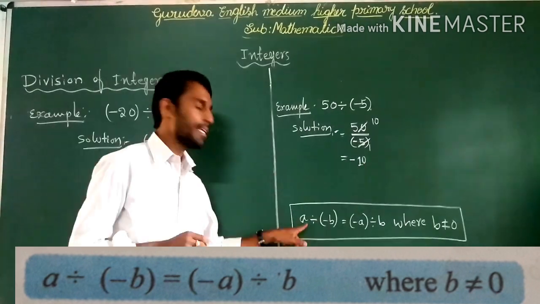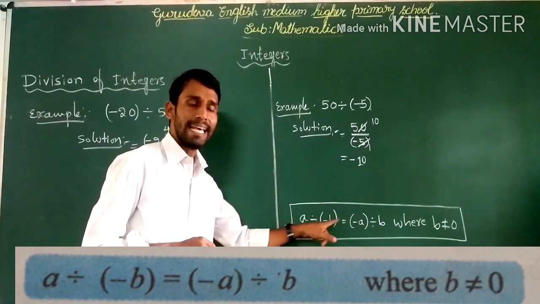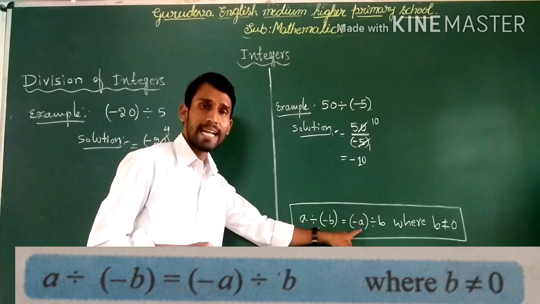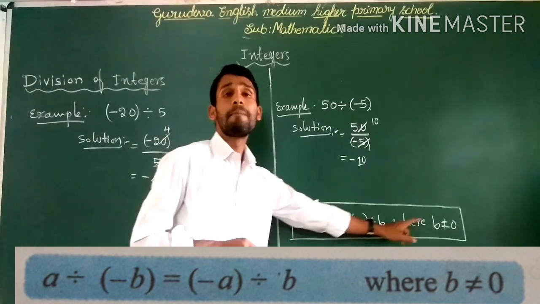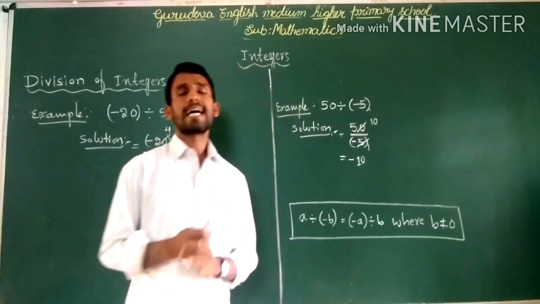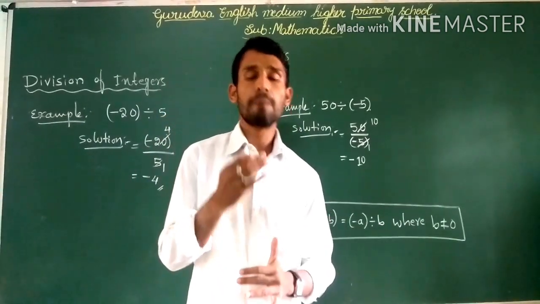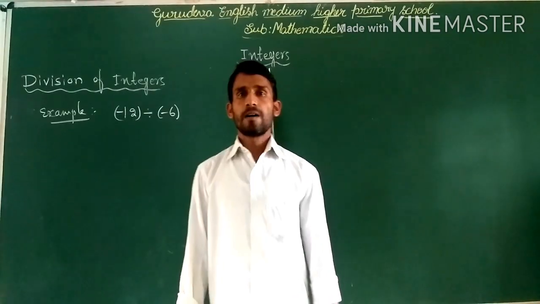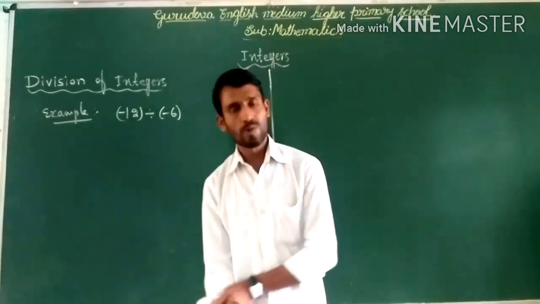Now we can say that a divided by minus b is equal to minus a divided by b, where b does not equal 0. Dear students, next I am taking another two examples. You observe these examples also.